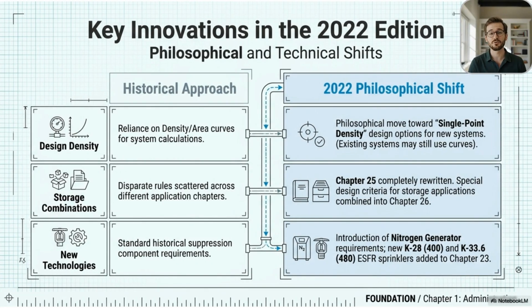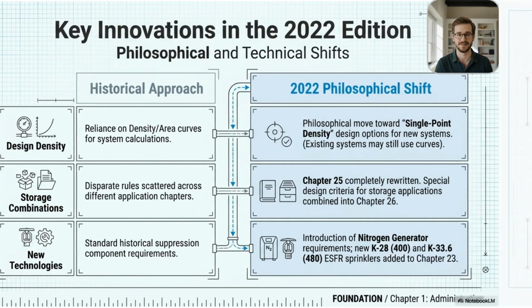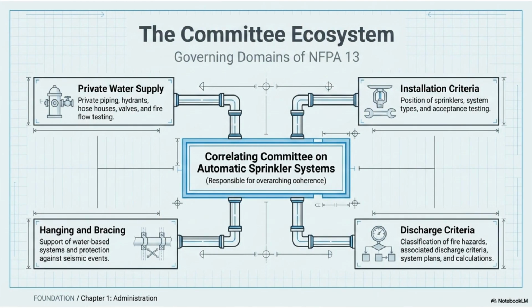Key innovations in 2022 include the philosophical shift to single-point density design for new systems, moving away from density/area curves. Chapter 25 on storage was rewritten, and nitrogen generator requirements were introduced. The committee ecosystem features a correlating committee, ensuring overall coherence. The four governing domains are private water supply, installation criteria, hanging and bracing, and discharge criteria.